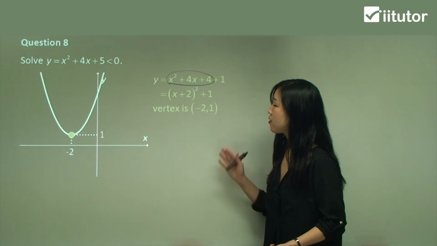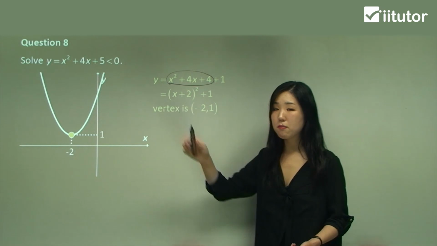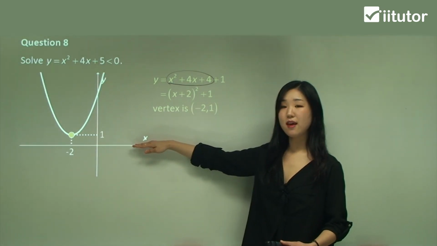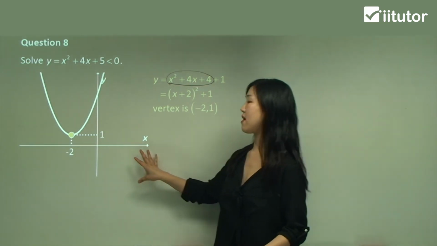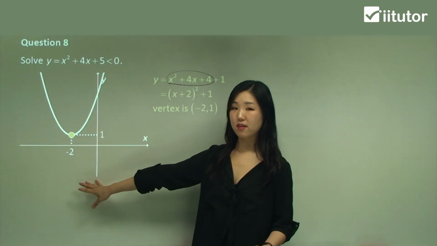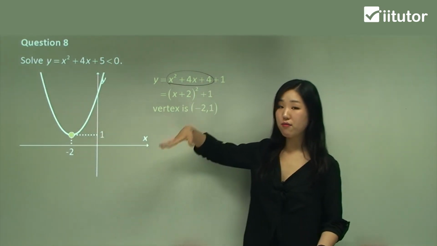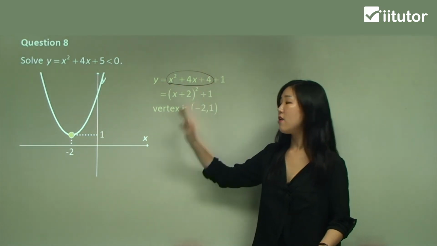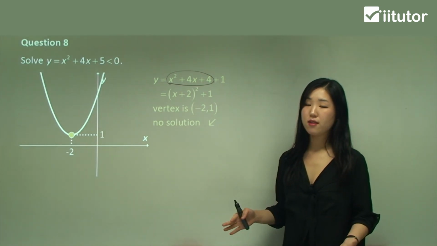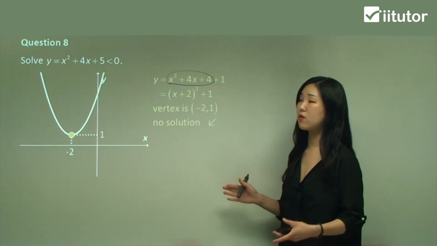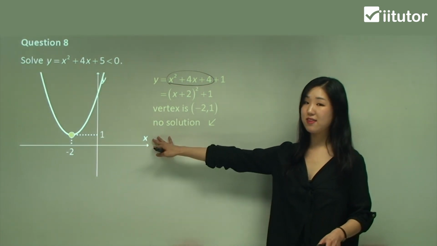Now, the question asks us to find where y is less than 0. Now remember, y equals 0 is the x-axis, and less than 0 means it's below the x-axis. But is there any part of the graph that's below the x-axis, guys? No. We know that perfectly the graph is completely above y equals 0, the x-axis. There's nothing below. We can't see anything. So therefore, this one is no solutions. So it's kind of like the opposite of the solution of what we got in question 7, isn't it? No solutions, because we can clearly see it from the graph. So that's the answer, guys.